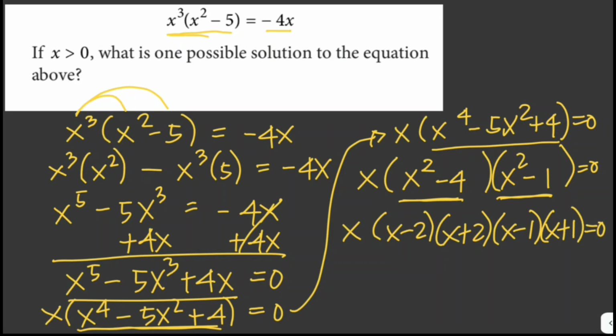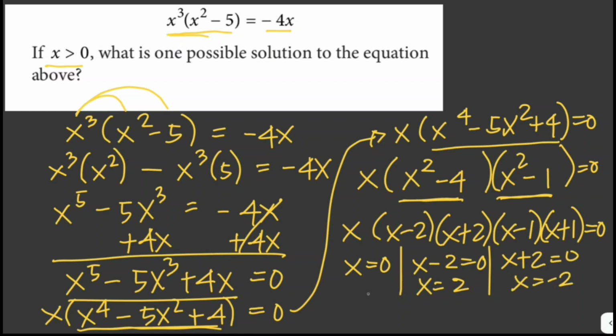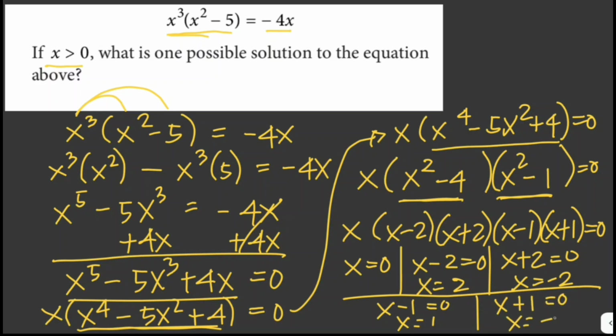Now we can solve for the possible values for x, and find out the possible solution to this equation. And take note that x should be greater than 0. So we have here x equals 0, x minus 2 equals 0, so that is x equals 2, x plus 2 equals 0, x equals negative 2. Then we have x minus 1 equals 0, x equals 1. Then x plus 1 equals 0, x equals negative 1.